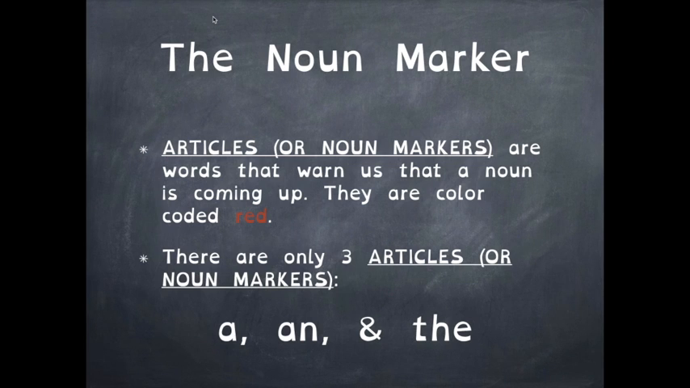A, an, and the. They're color-coded red, so you'll underline them red, you'll change the text color to red, and then you'll draw a little red arrow from whatever the article is to the noun that it's warning you about. They're super easy, guys. A, an, and the: mark them up red, draw a little red arrow, you're good to go.